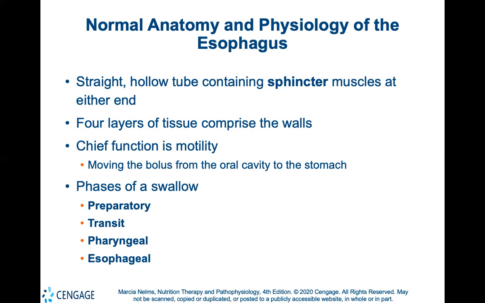The first phase is the oral preparatory phase, where food is chewed and mixed with saliva. The second phase, or oral transit phase, consists of voluntary movement of the bolus of food from the front of the oral cavity to the back.